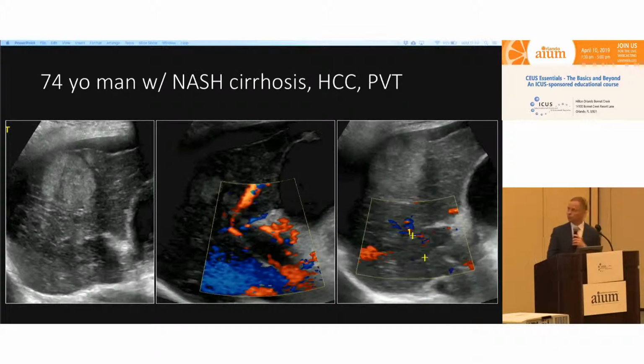Ultrasound looks like this. Giant tumor in a liver, echogenic material in a portal vein that does not demonstrate definite flow. Maybe there is a little bit of flow along the periphery of this lesion. Honestly, I would struggle with this.